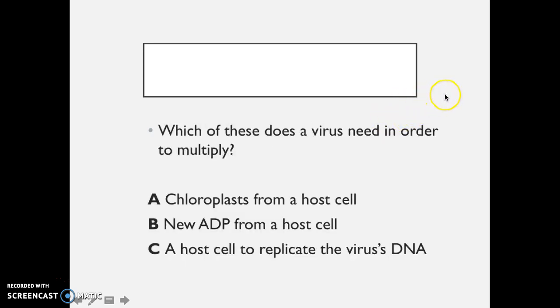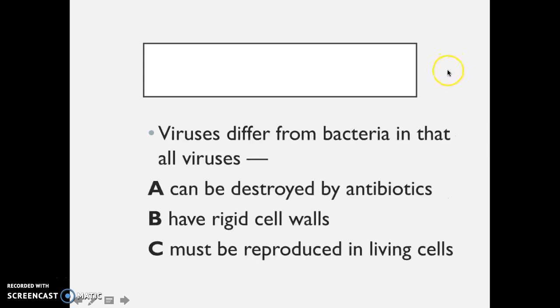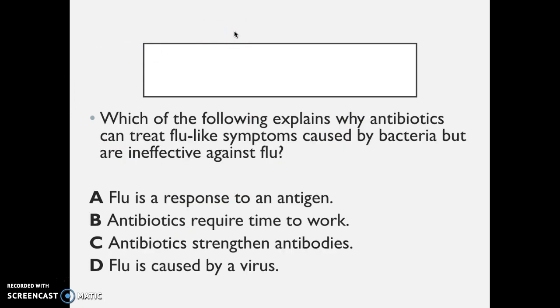Which of these does a virus need in order to multiply? If there's one thing that the virus needs to multiply, which one of those three would it be? The next one, one characteristic shared by a virus and a living cell is that both, so you answer that question. Viruses differ from bacteria in that all viruses, enzymes allow viruses to insert their genetic material into the host cell's DNA. The virus benefits from this action by, what do you think will be the best answer here? I think one of the last ones is, which of the following explains why antibiotics can treat flu-like symptoms caused by bacteria but are ineffective against the flu, the actual virus?